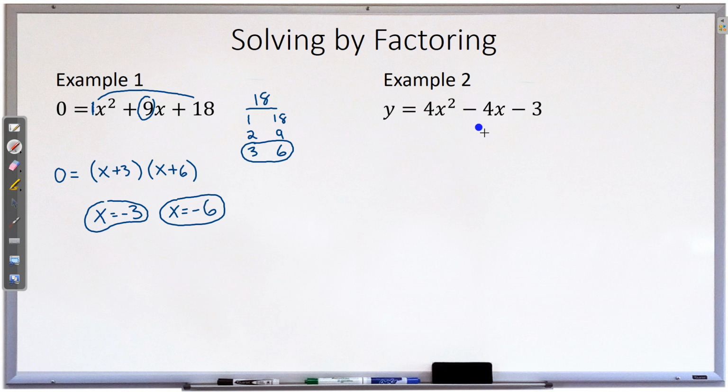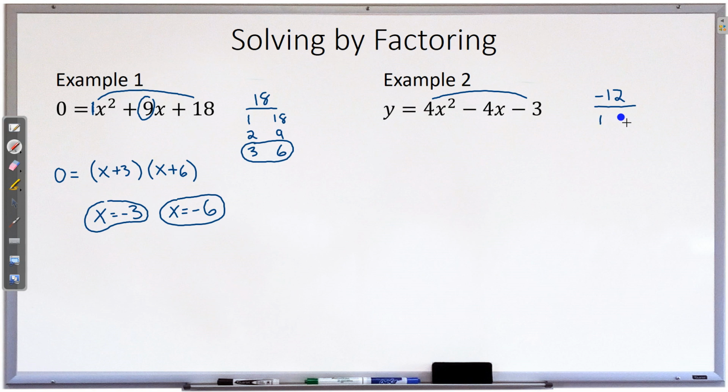What if we get a slightly harder example over here? This one's not going to work out nearly as nice because this 4 is not a 1. And so we can't quite use this same shortcut for factoring. But we start out the same. 4 times the -3 gives us -12. And what numbers multiply to be 12 and add up to be -4?